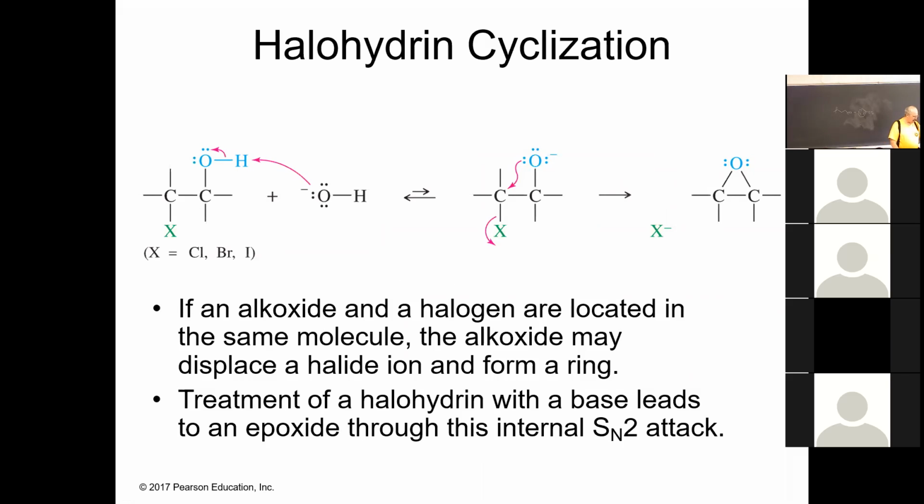This is also a review: halohydrin formation, where we use water and chlorine or bromine. We can also form epoxides from halohydrins. Because of the presence of this nearby halogen, that renders this hydrogen more acidic. So just using hydroxide or a similar base, we remove that, we form the anion, and then this does an internal SN2. Oxygen attacks the carbon, kicks out the halogen, and we've got the epoxide.